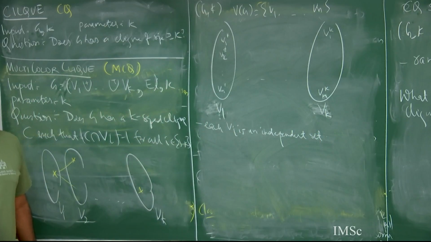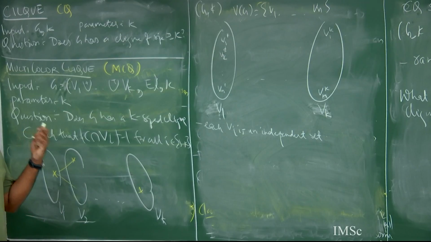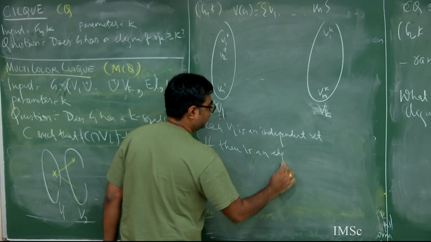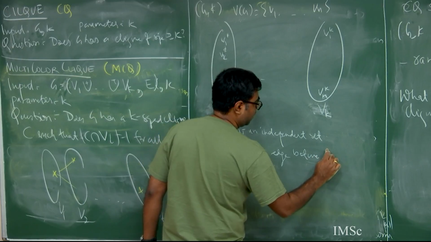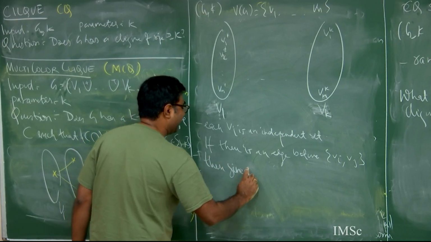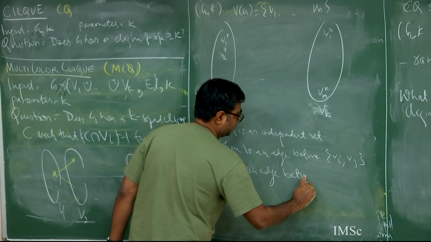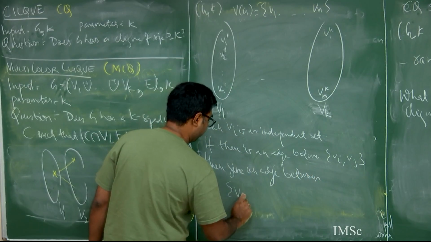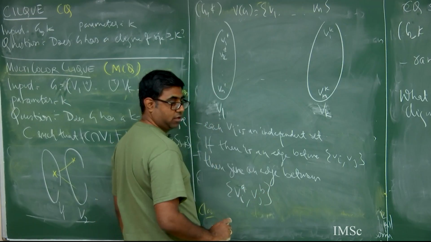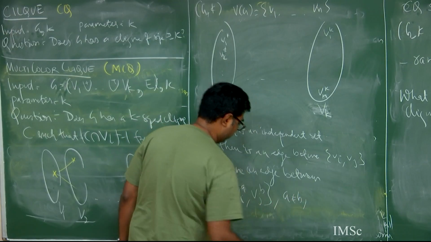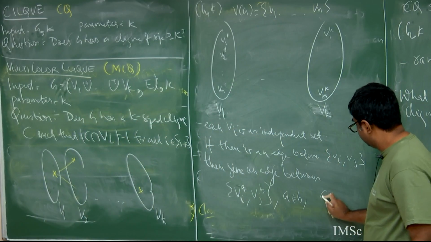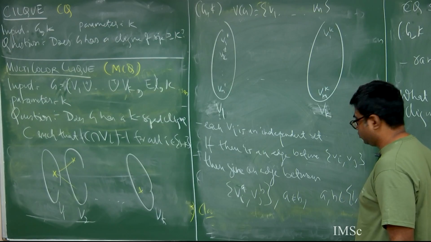Now, how do I give an edge? It's very simple. If there is an edge between Vi and Vj, then give an edge between (Vi, A) and (Vj, B), where A is not equal to B, right? That's it. And A comma B is in 1 to K.